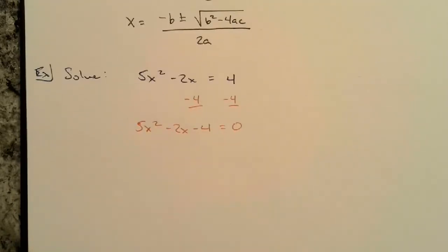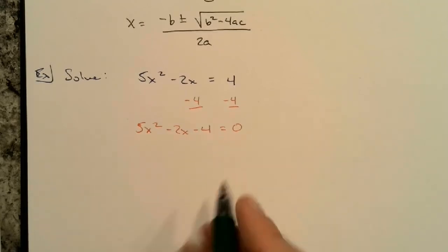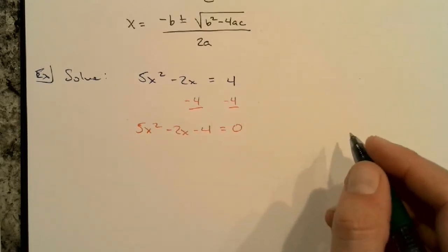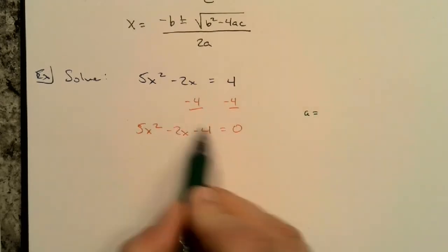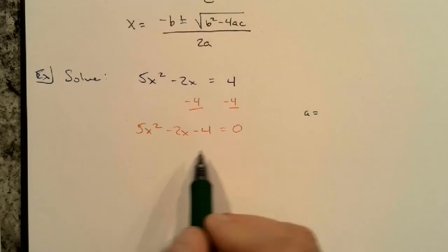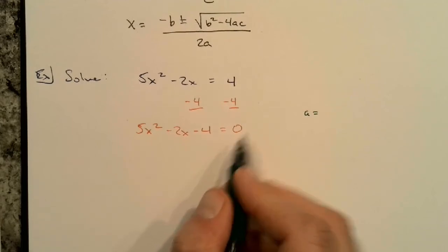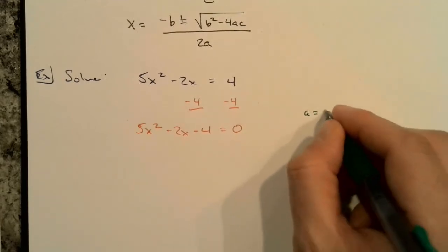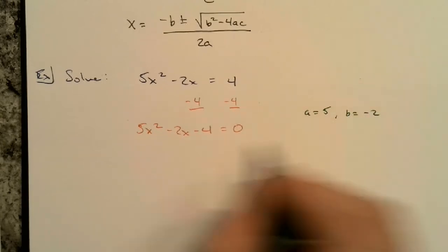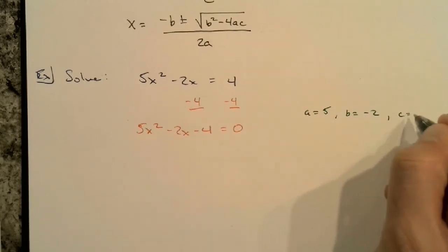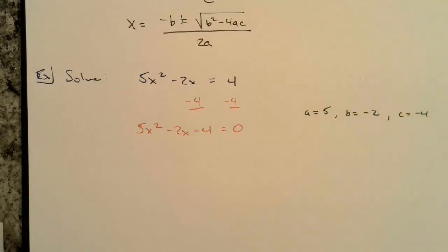Once you're here, you could try factoring. We're going to use the quadratic formula. I don't think factoring is going to help us much here. Using the quadratic formula, we have it right above. Sometimes I like to write what a, b, and c are just so I can keep track of them. We want to pick out a, b, and c from the standard form. So a is equal to 5, b is equal to negative 2, the coefficient of x, and c equals negative 4, the constant term.